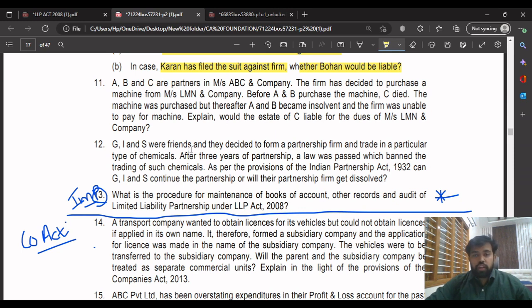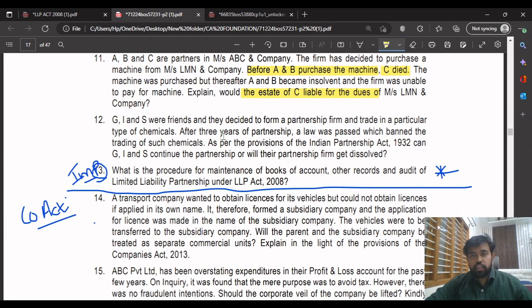I'll mark in the question what is the important point. Here, what are the important points? Here, there is no important point. Important point is only this thing. Before A and B purchase the machine, C died. So whether his estate would be liable? No, it will not be liable. You have to mention section 35.